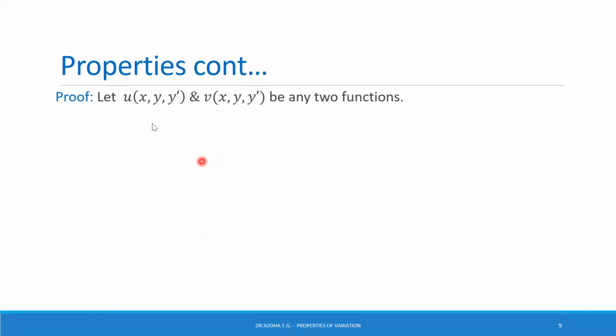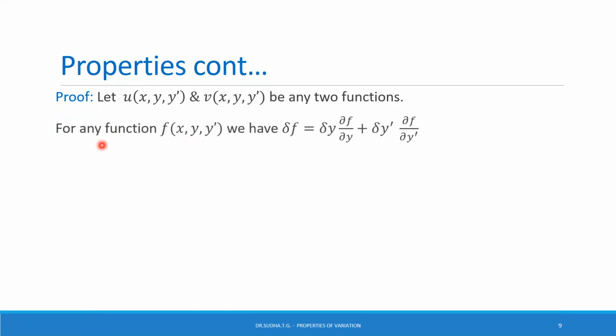So what is given? U and V are functions of x, y and y dash. So you can write U of x comma y dash and V of x comma y dash. For any function f of x comma y dash, we have an expression for variation, that is delta f is equal to delta y into dou f by dou y plus delta y dash into dou f by dou y dash.